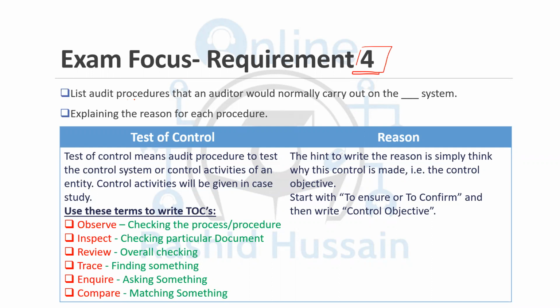So list the audit procedures that an auditor would normally carry out on the system. In this type of requirement, a system is given, either the sales system or the purchase system. For example, the sales system is given, where the customers place their order on the website. The website shows the stock level there.